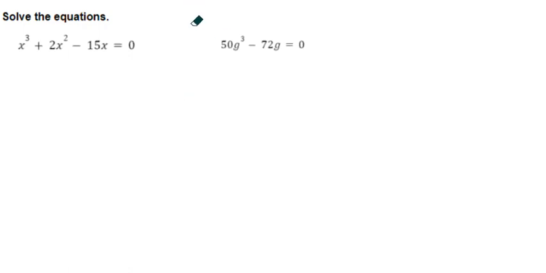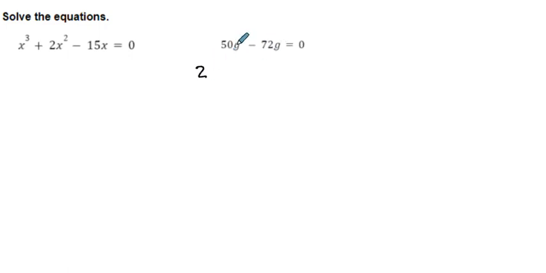All right, we're back, and we are going to now look at the second problem. This is 50g cubed minus 72g equals 0. All right, so first thing we're going to do is hopefully see that we can pull a g out of both of these, and we can also pull a 2 out. All right, so let's do that.